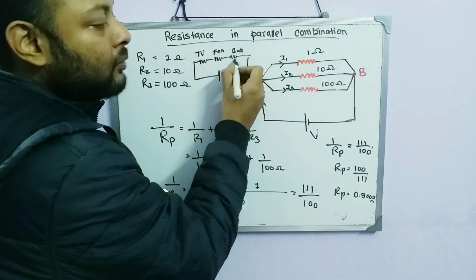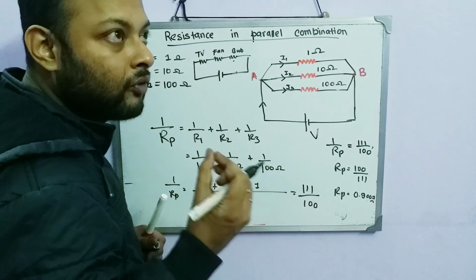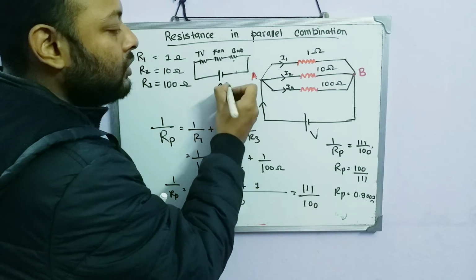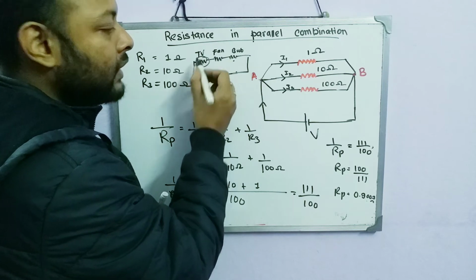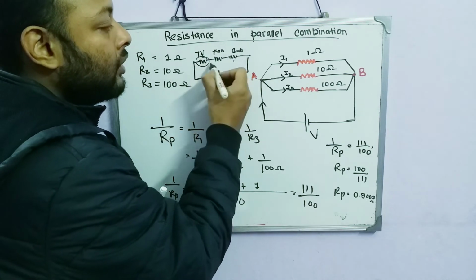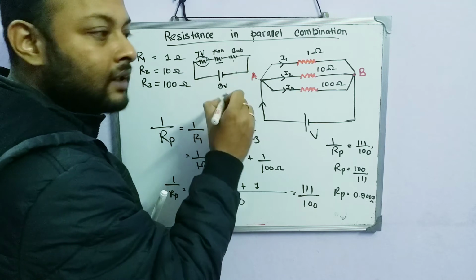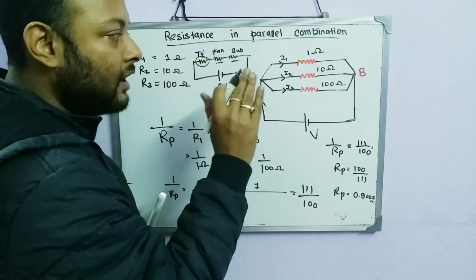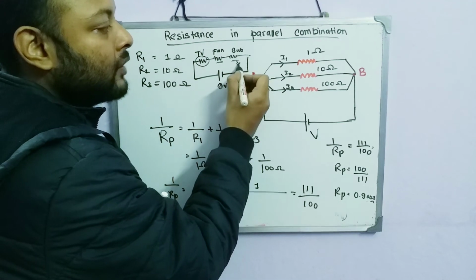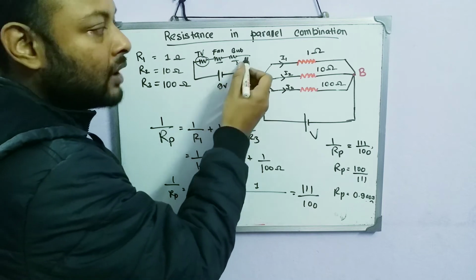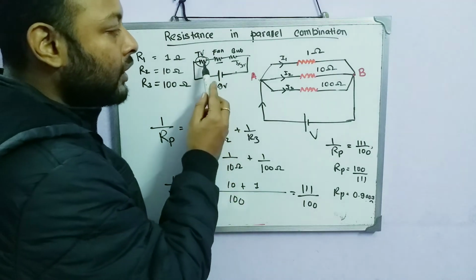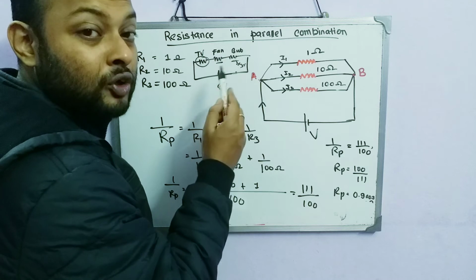Now this bulb will get the least voltage. Say this is a 9 volt supply. This TV will get the entire 9 volt, this fan will get a little less, and the bulb will get the least. So the bulb might only get 3 volt out of the 9 volt, because we know in series the potential drops.